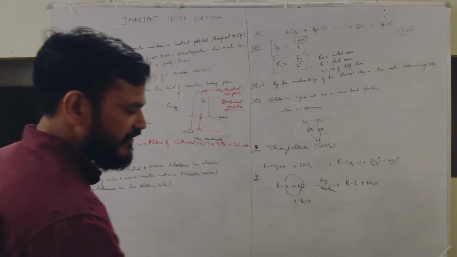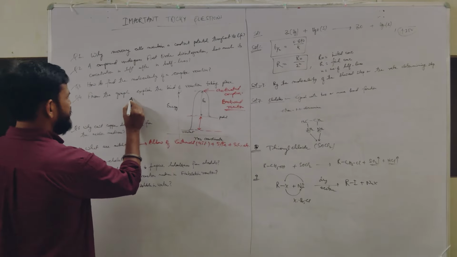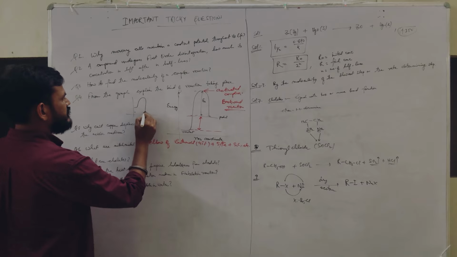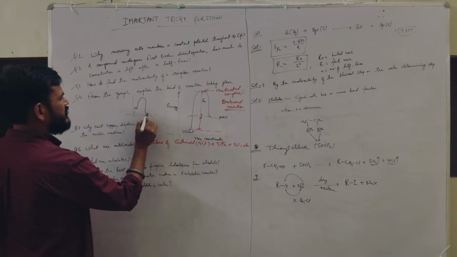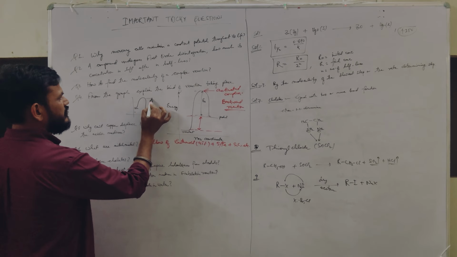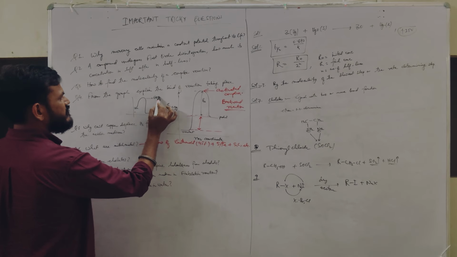If the graph is the other way around, suppose the graph is like this, so this is reactant and this is product, then this reaction is forward.